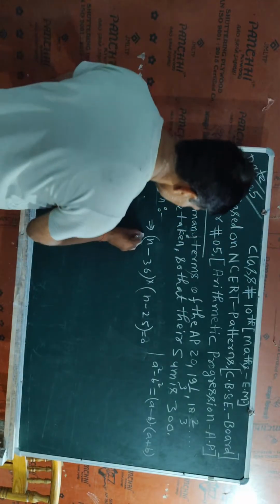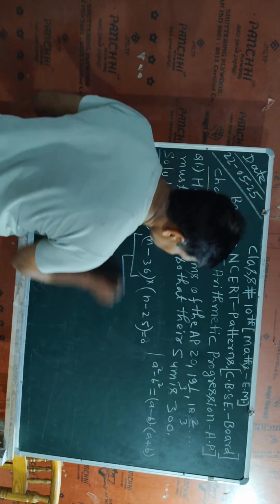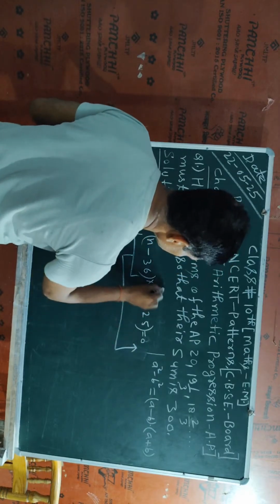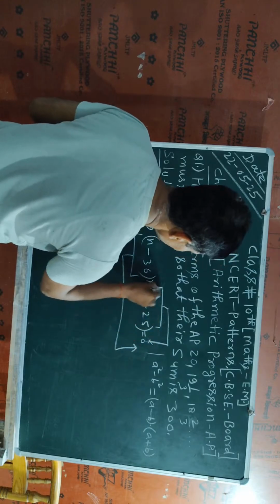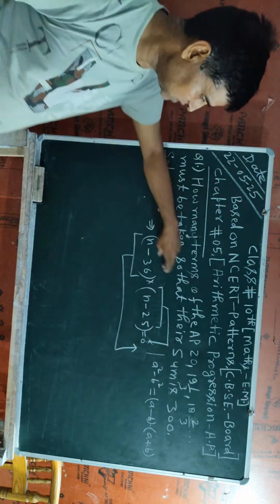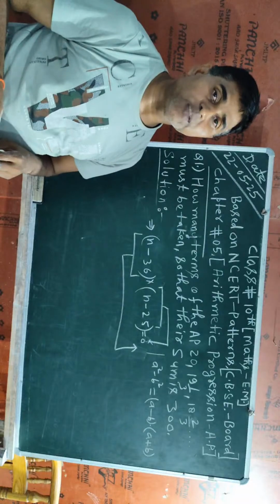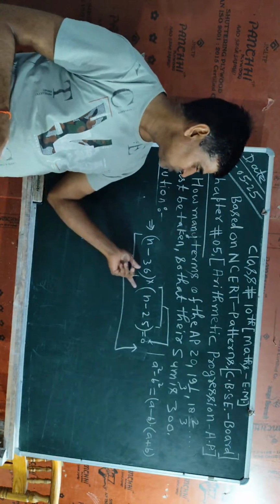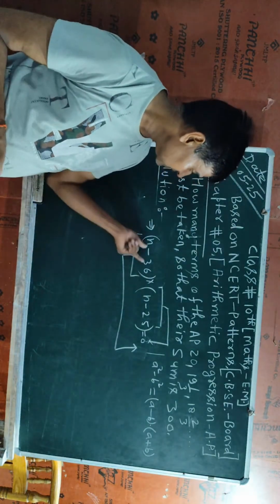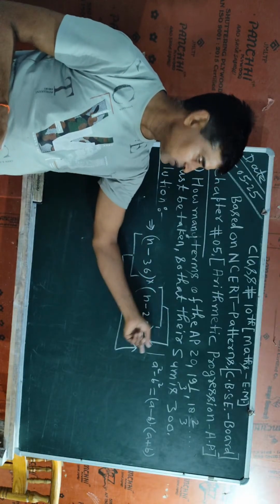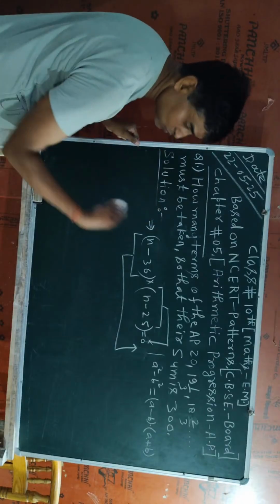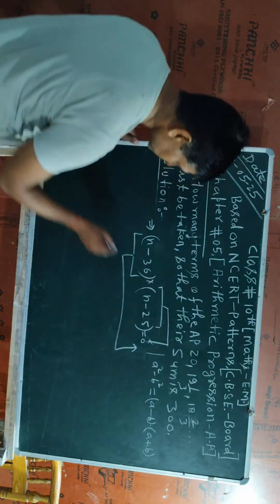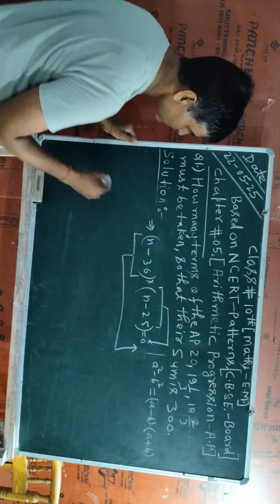Now I will say this term can be 0, or this term can be 0. If I take the multiplication of these two terms, the multiplication will be 0 when this term is 0 or this term is 0. Okay students, so there are two cases, and these two cases I will solve. After solving I will get the value of n.